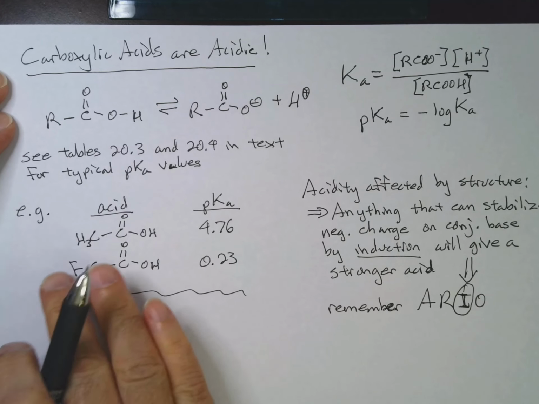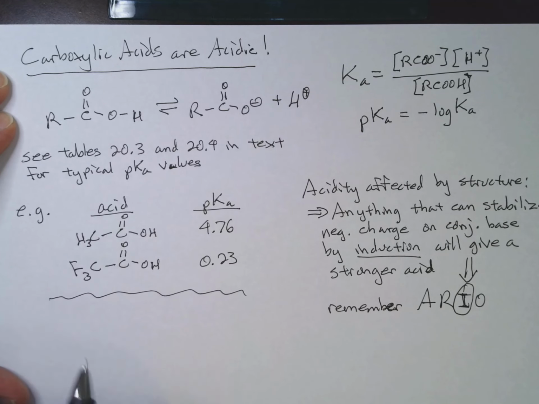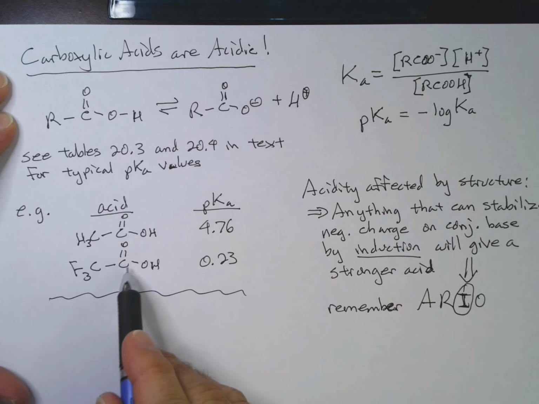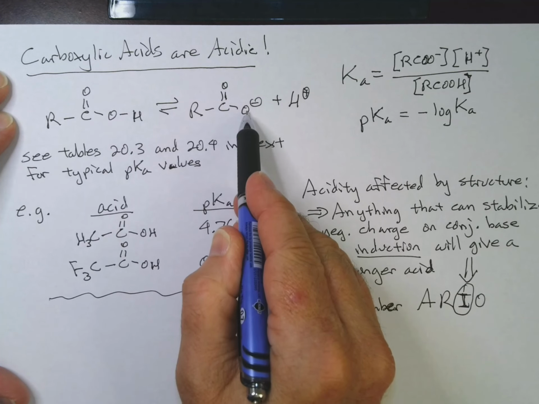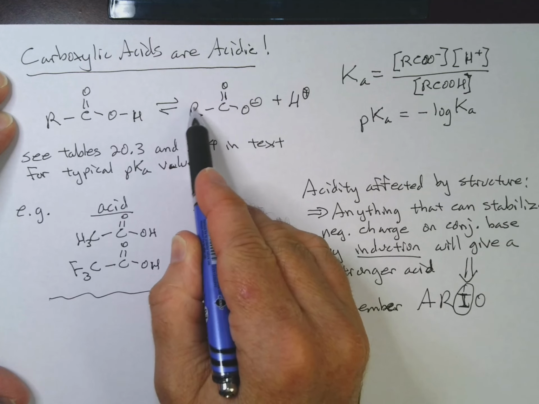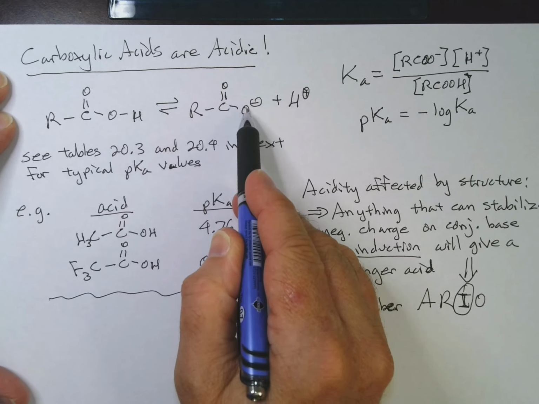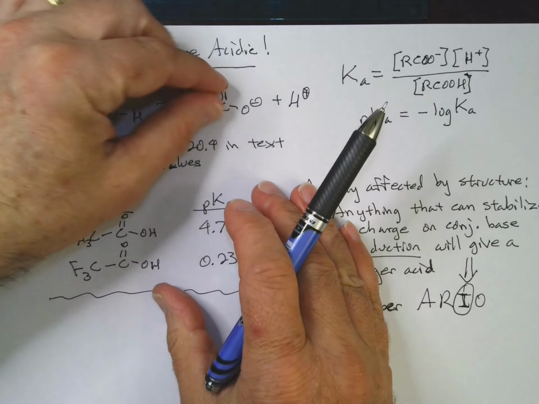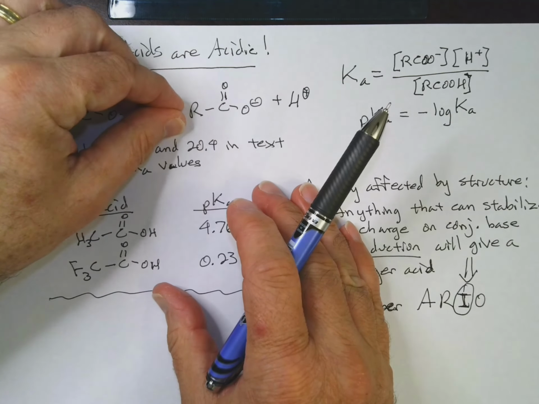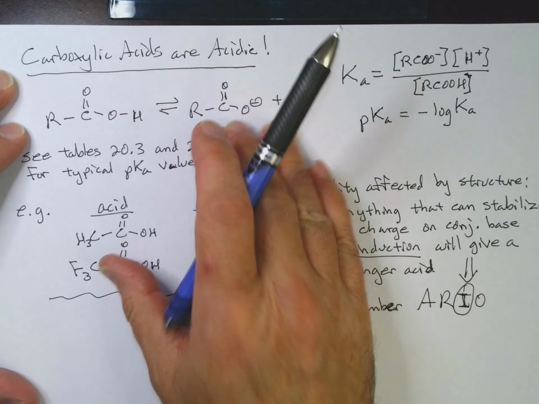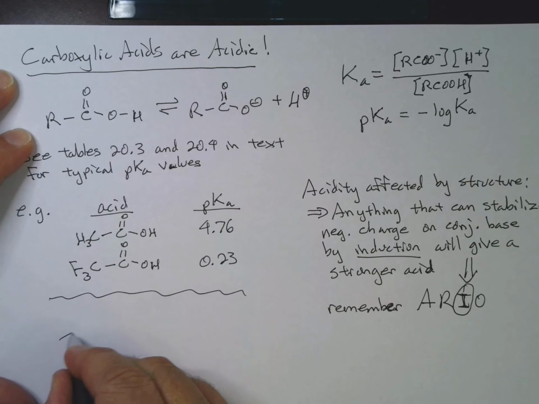So anything electron withdrawing, so electronegative stuff, will pull electron density towards itself and away from the negative charge on our carboxylate. So if I just have hydrogens on my R group here, it won't stabilize too much, but if I have some halogens like fluorine, chlorine, then that will have an electron withdrawing effect to help stabilize that negative charge.